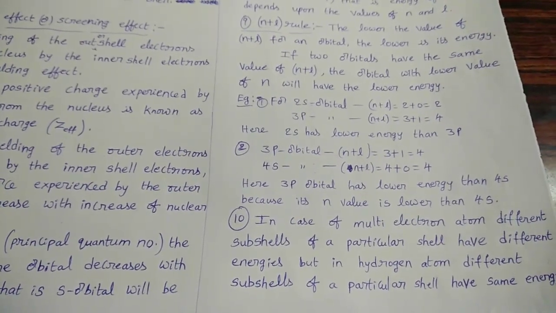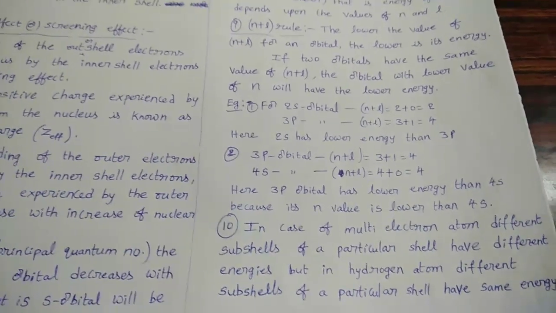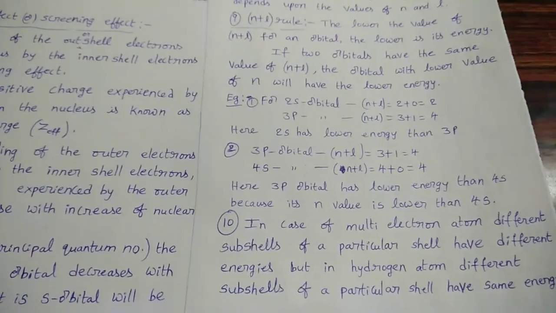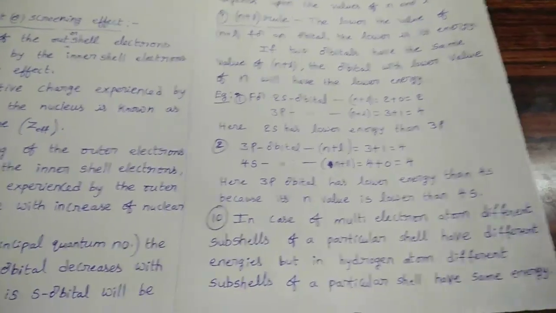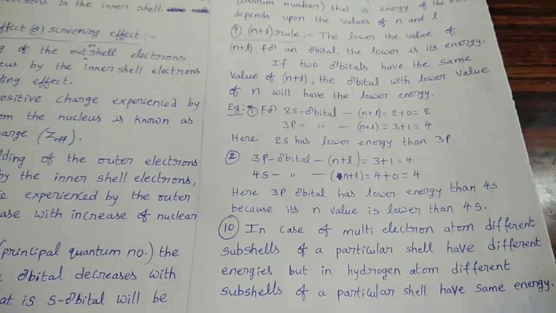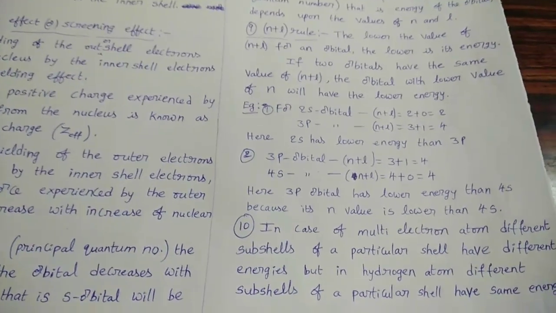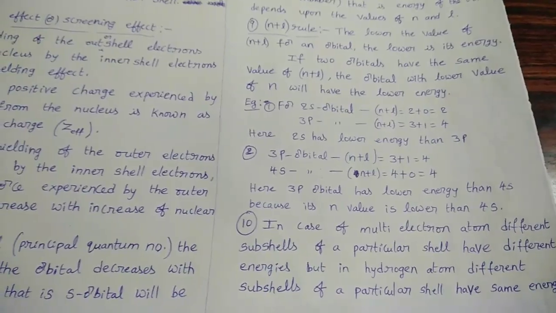Because in this, there are no repulsive interactions between electrons, only a single electron is present. That's why for the higher energy states, second shell, third shell, having different subshells, those different subshells have the same energy. Remember this point carefully.